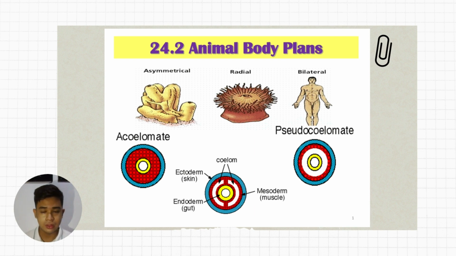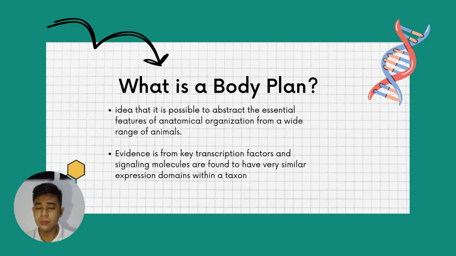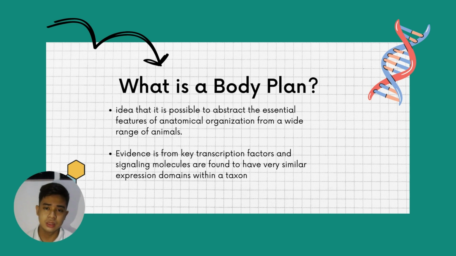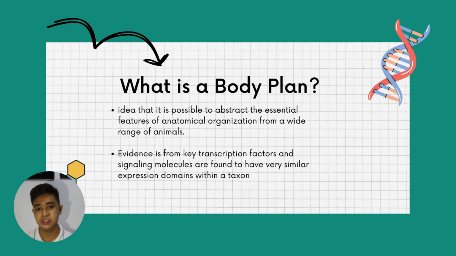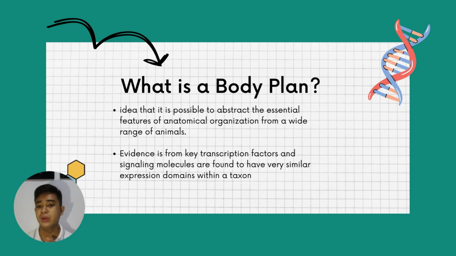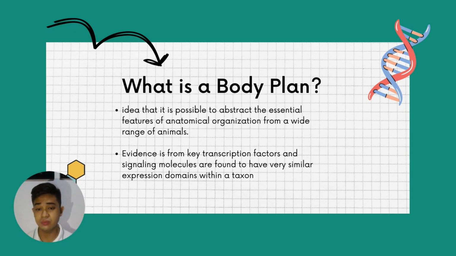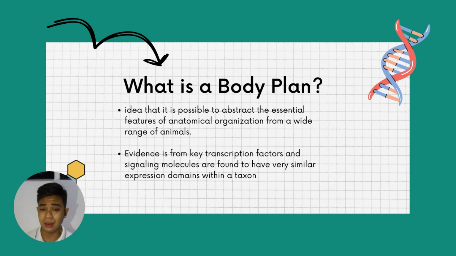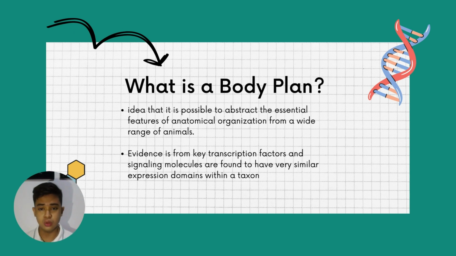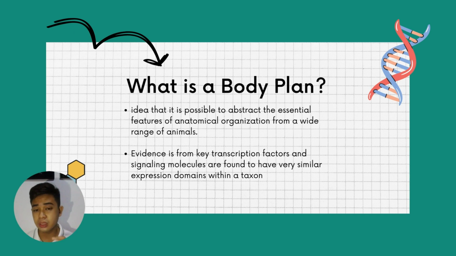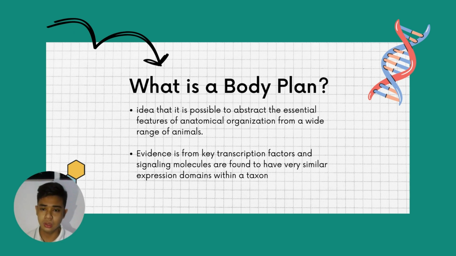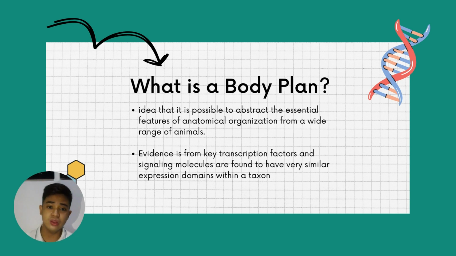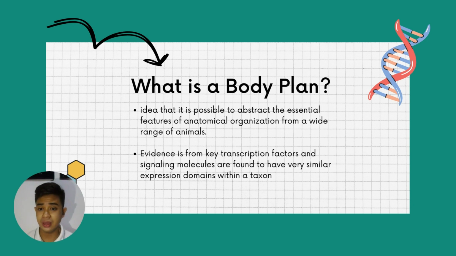But before we go deeper into that, let us first talk about what really is a body plan. So a body plan actually refers to the idea that it is possible to abstract the essential features of anatomical organization from a wide range of animals. We've actually been able to observe body plans in our developmental biology lab just recently when we were able to view the body plan, or the anatomical structures, of the pig embryo, which is also observable in other mammalian embryos. This is also done in zoology textbooks whenever they show a diagram of a generalized vertebrate or mollusk.